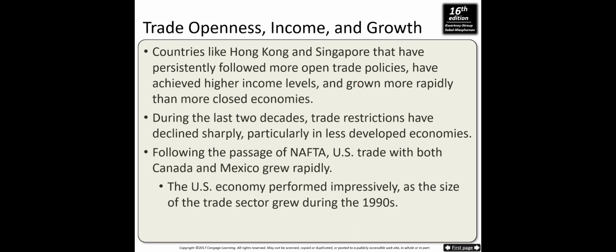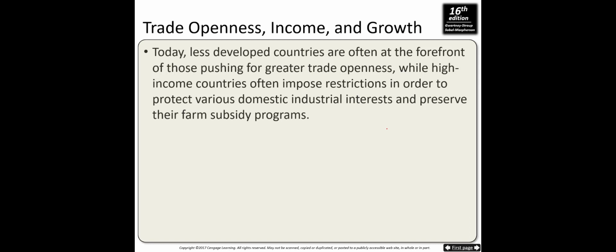During the last 2 decades, trade restrictions have declined sharply, particularly in less developed economies. Following the passage of NAFTA, US trade with both Canada and Mexico grew rapidly, and the US economy performed impressively as the size of the trade sector grew during the 1990s. Today, less developed countries are often at the forefront of those pushing for greater trade openness, while high-income countries often impose restrictions in order to protect various domestic industrial interests and preserve their farm subsidy programs.